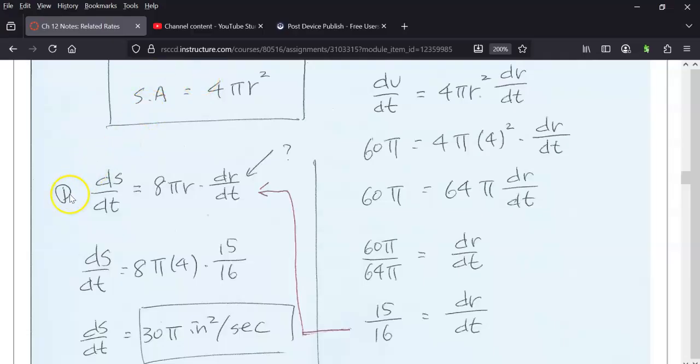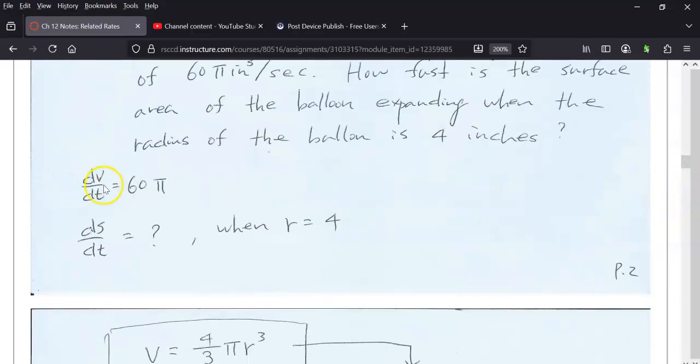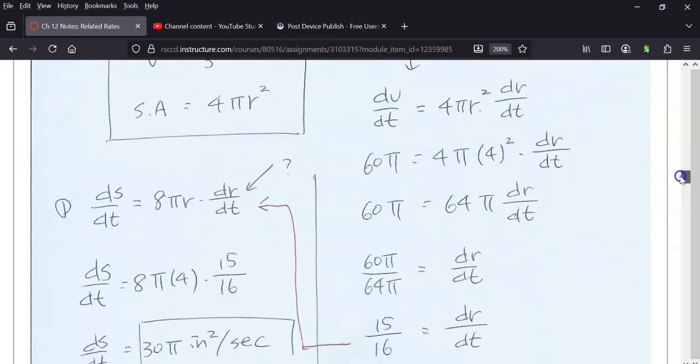When you take the derivative of this, that's dS dt. Good, that's what we want. And the derivative of the right hand side is 8 pi r dr dt. Now if you look, we have r is 4, but we don't have dr dt. They never told you in the problem how fast the radius is changing with respect to time. And that's when we go, all right, since we are given volume, but we need dr dt, we don't need dV dt.